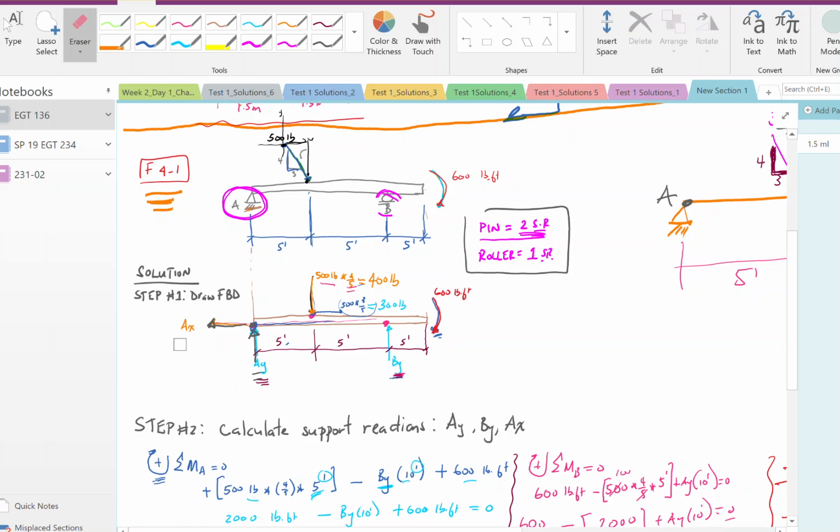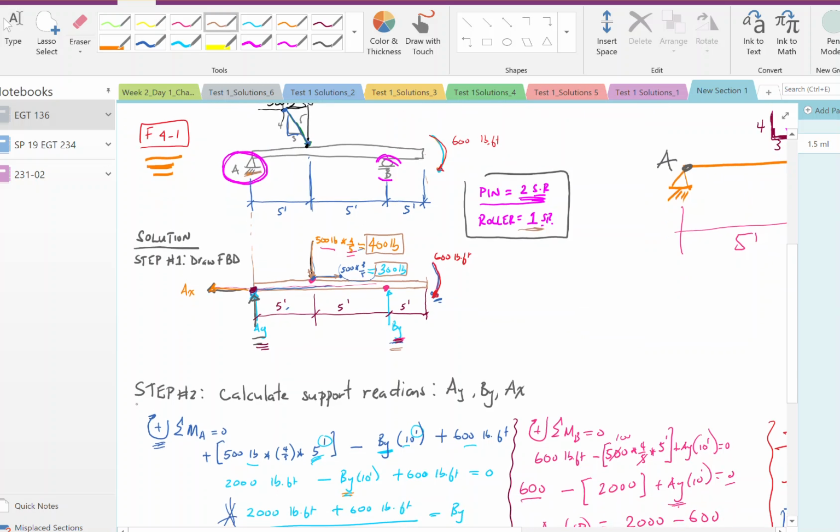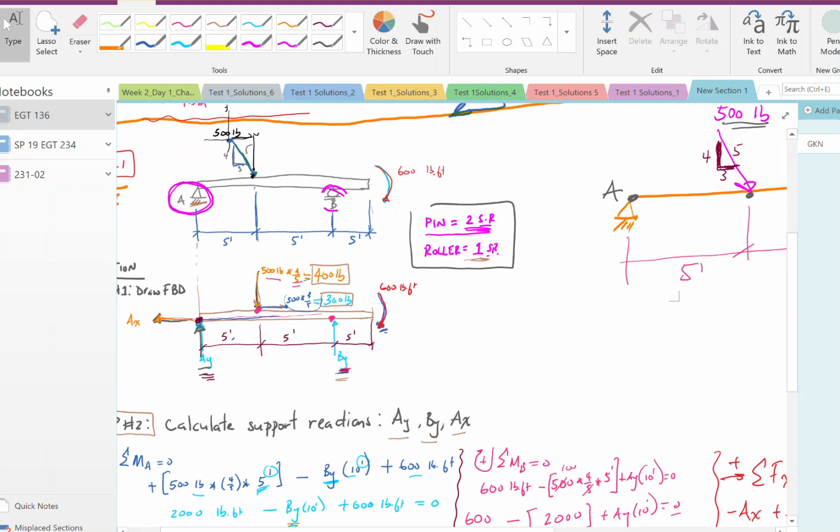Okay, so with that in mind, now we have our roller here. Again, it is only constrained in one direction, and it only has one support reaction. In this case, it's going towards the positive Y direction. Okay, so once we resolve our forces, this is in the Y direction, this is in X direction. We resolve that force and we get 400 pounds for the Y, 300 pounds for our X. Okay, so now the next step is to really calculate the support reactions, right, for AY, BY, AX.